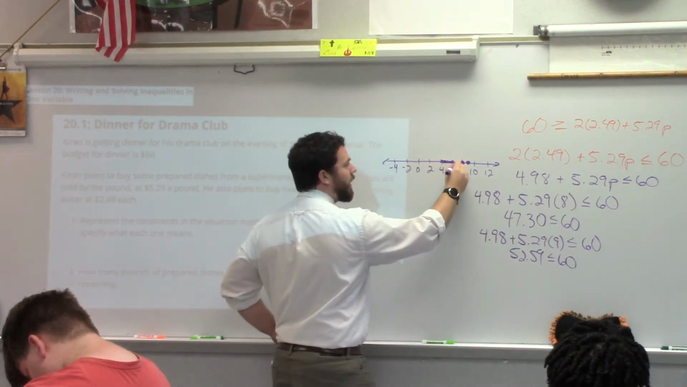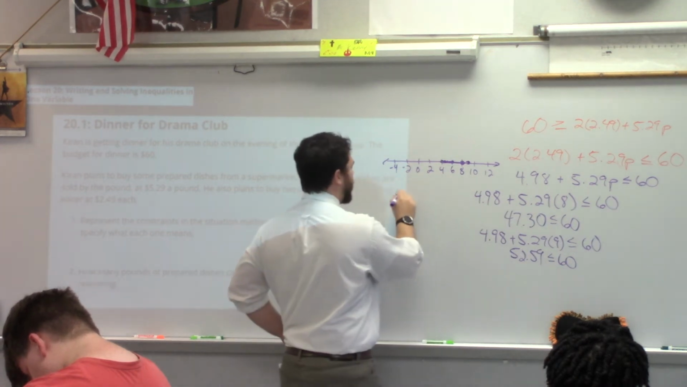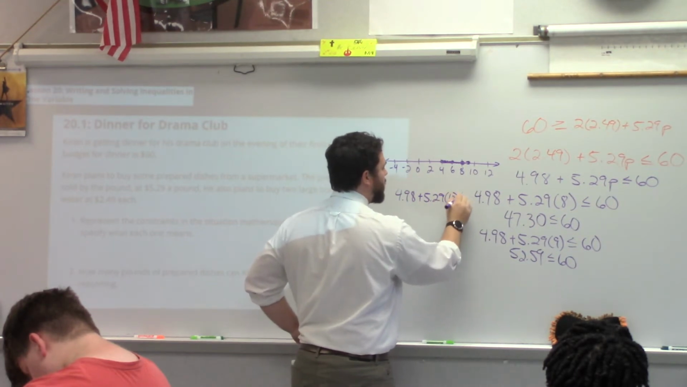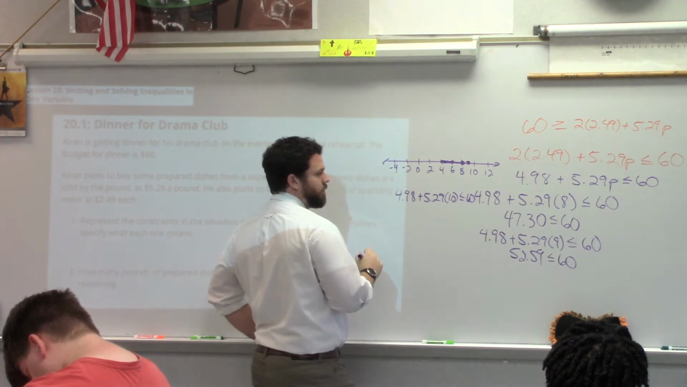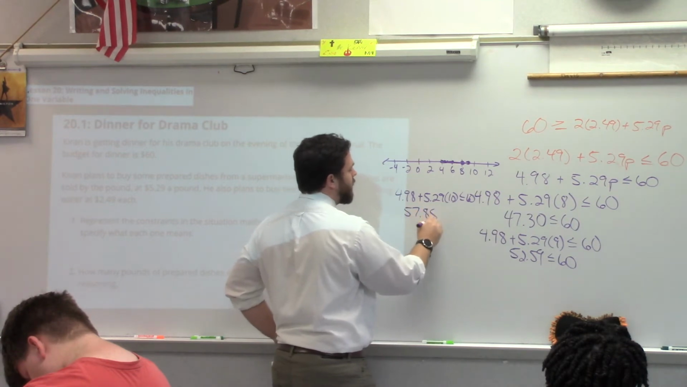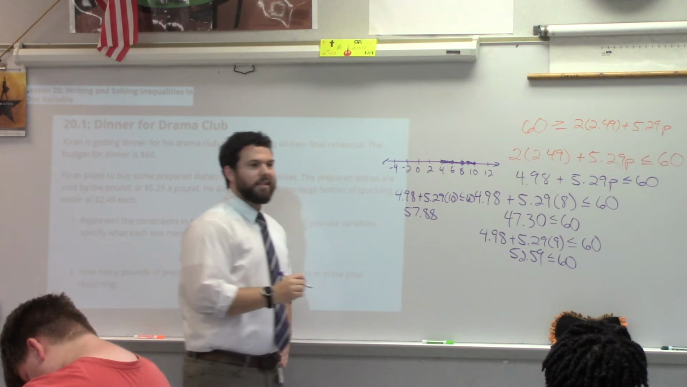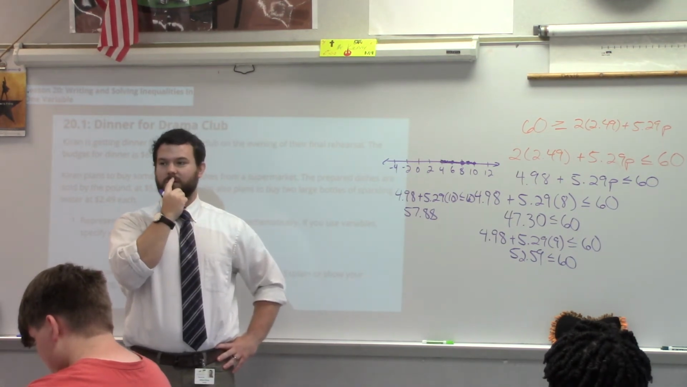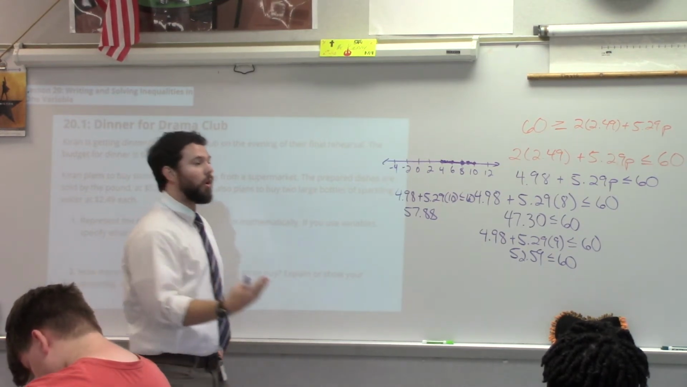So I know that I can go all the way up to 9, and then what's the next number you tried? 10, okay? And so 4.98 plus 5.29 times 10 needs to be less than or equal to 60, and then what did you get with that? You got how much? 57.88. And so 10 works as well, so I can go all the way up to here. But I want to point this out, this guessing and checking method, is it working? Yes. Is it efficient? No. So this is why we don't just want to guess and check, we want to know how to solve.